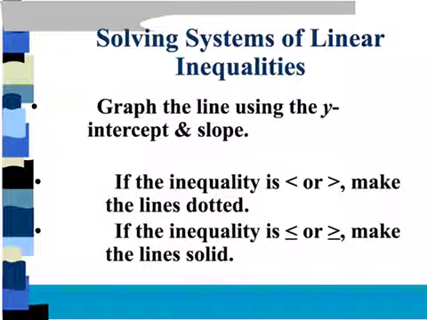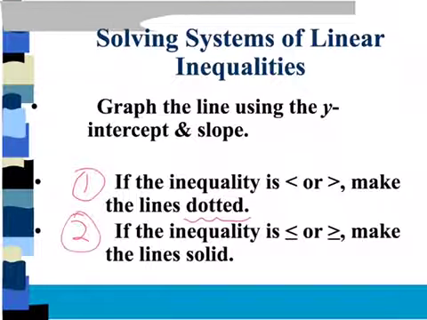So when we graph a line, we'll use the y-intercept and the slope. And this is very important, this piece of information right down here. So the first one, if the inequality is greater than or less than, you make the lines dotted. And if it is less than or equal to or greater than or equal to, we make the lines solid. So we got to make the lines solid.